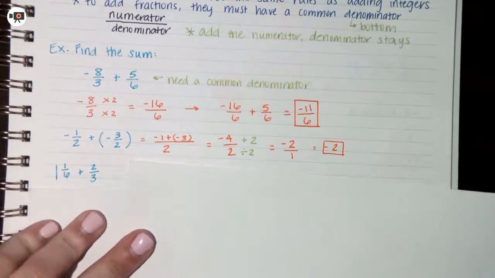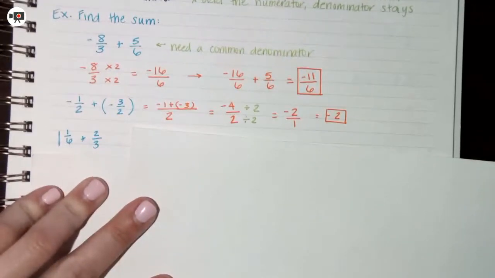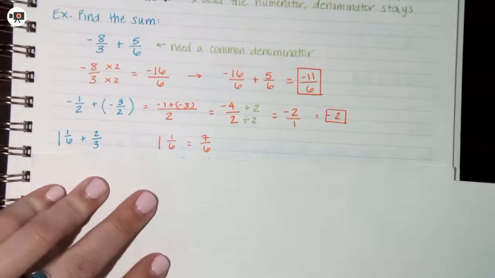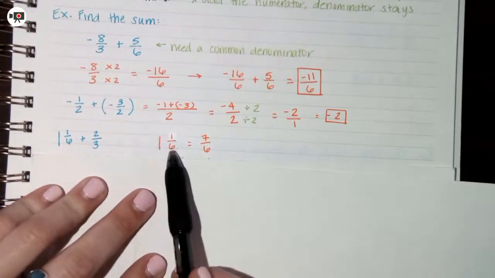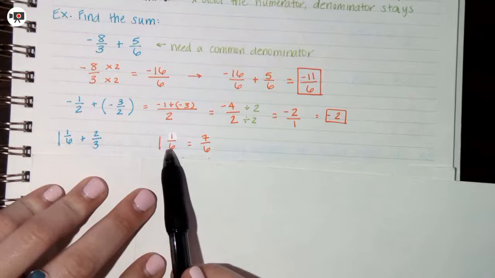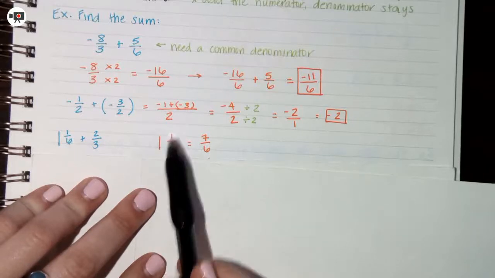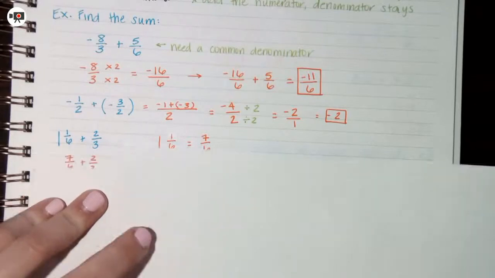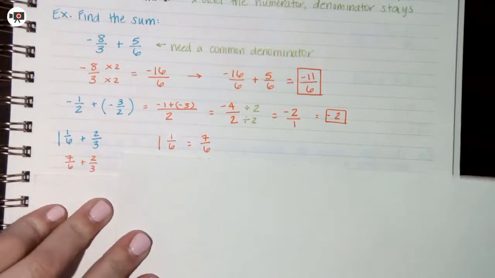So for this one, we need to change this mixed number into an improper fraction. So that's whole number times denominator, 1 times 6, and then you add that to the numerator. 1 times 6 is 6, plus 1 is 7. So now I have 7 over 6 plus 2/3.